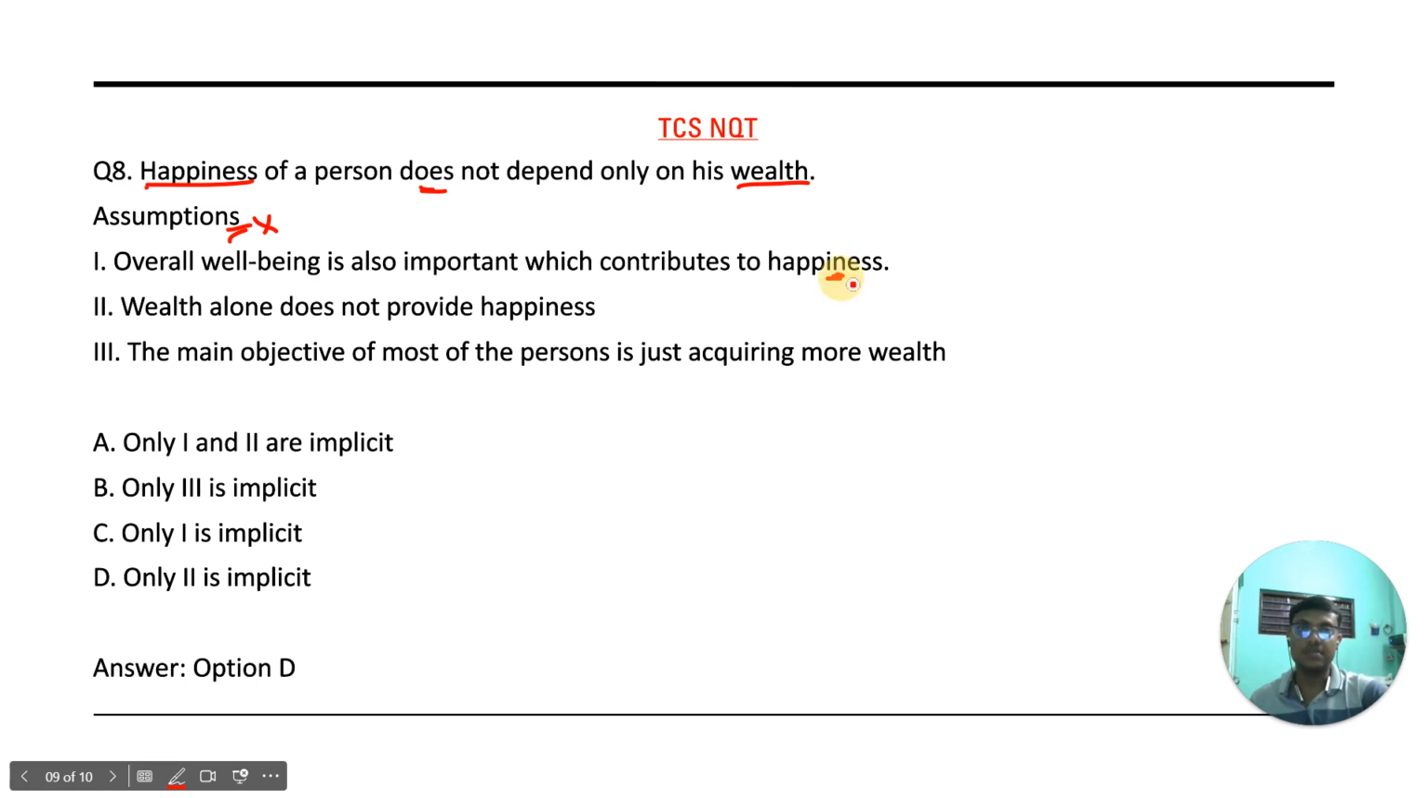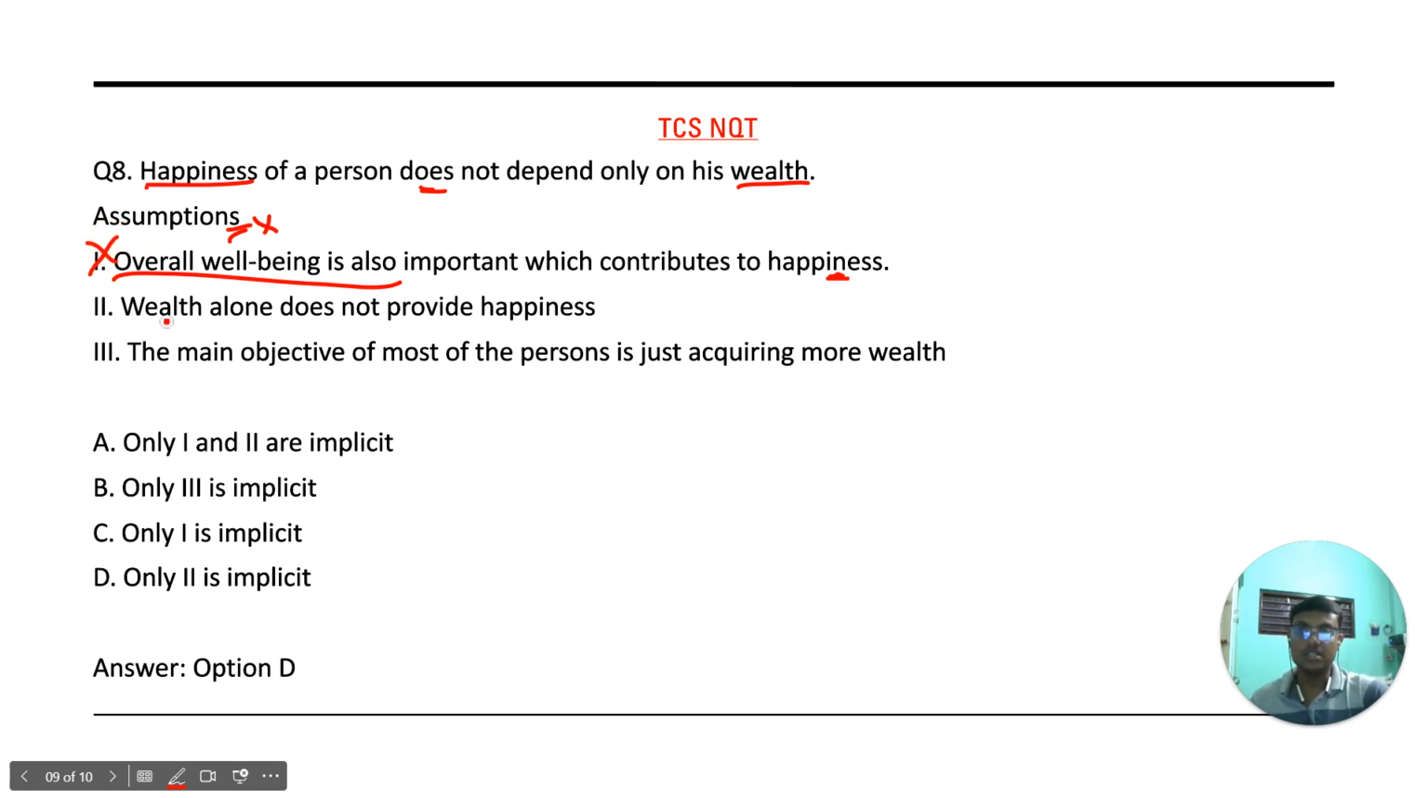Although we have something written about happiness here, but this portion, overall well-being is also important, nothing about this portion has been said in the statement. So we can't assume that this is the correct assumption due to which this statement has been given. And thus, this assumption is wrong.